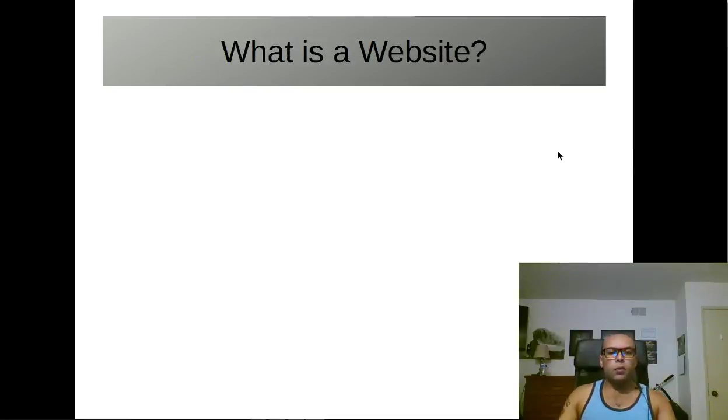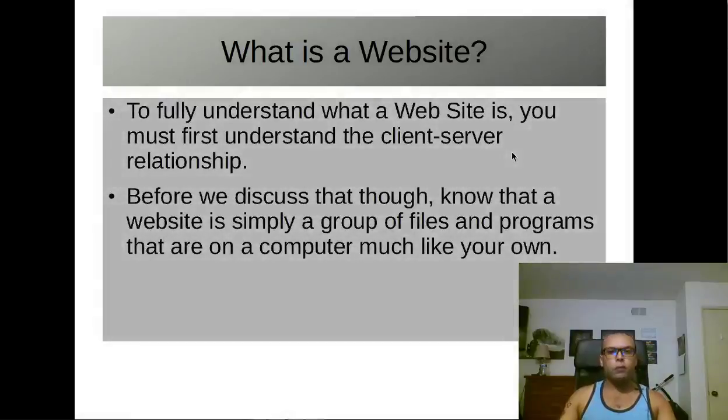All right, so what is a website? To fully understand what a website is, you must first understand the client-server relationship. Before we discuss that, though, know that a website is simply a group of files and programs that are on a computer, much like your own. That's basically it. If you go into your My Computer or your Mac files and you open up a Word document or a picture that you want to view, you're going to traverse through something called a directory, and that is basically your listing of files. You go into a folder and you pull up a list of files, and then you go to another folder, and then you get to the file that you want, and you open that.